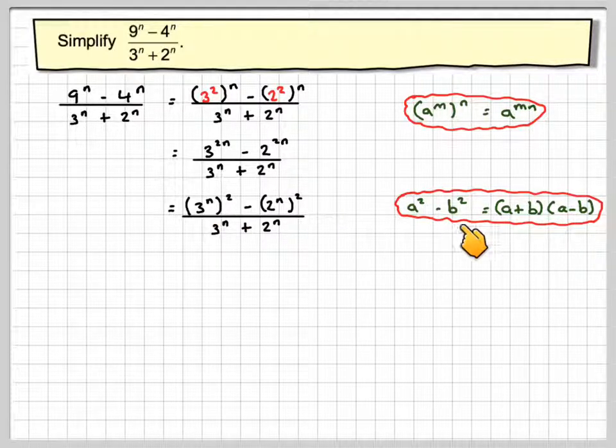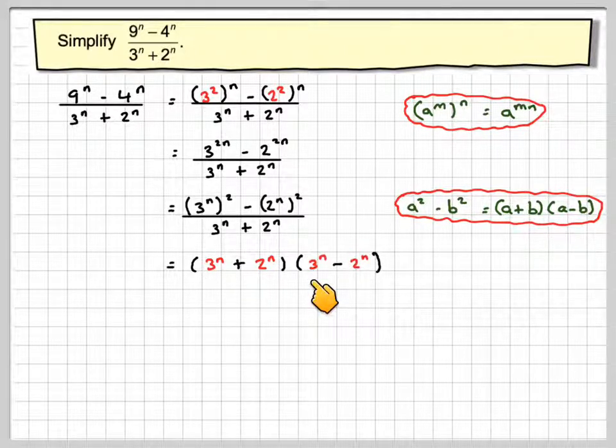So now applying this to this bit, that will now become (3^n + 2^n) times (3^n − 2^n). So a is 3^n and b is 2^n. That's still over 3^n + 2^n.